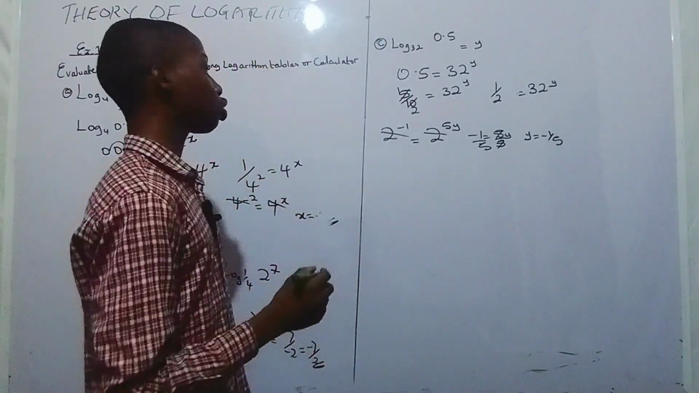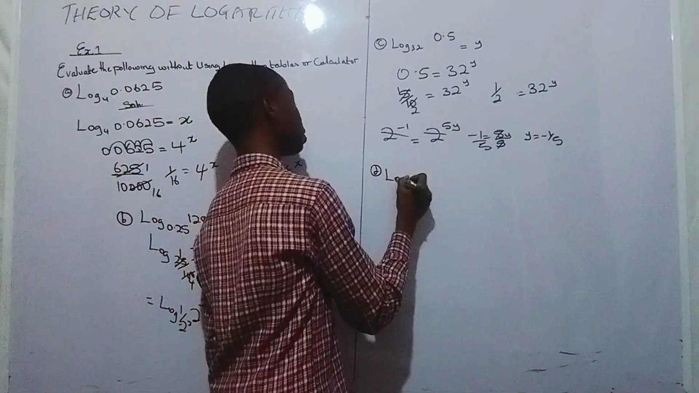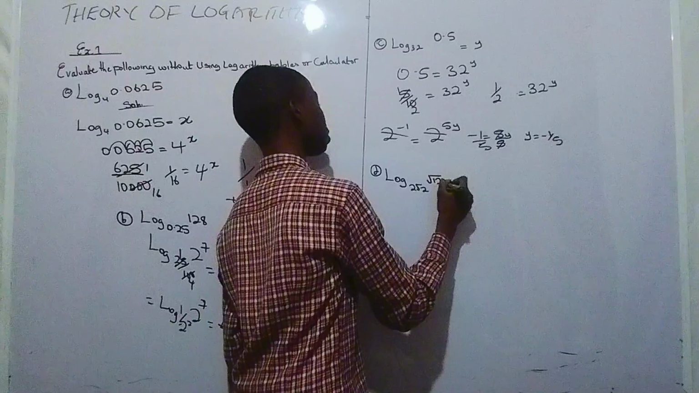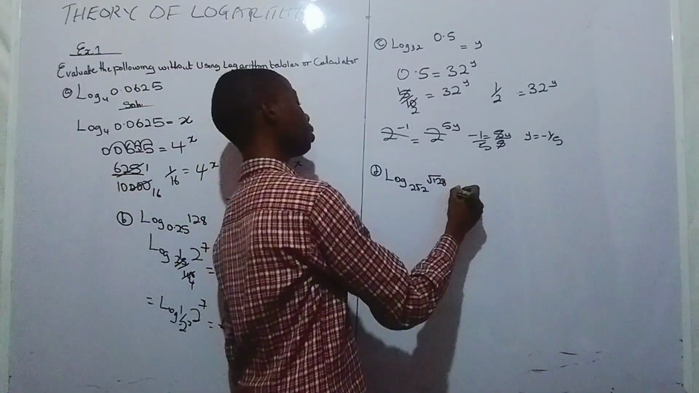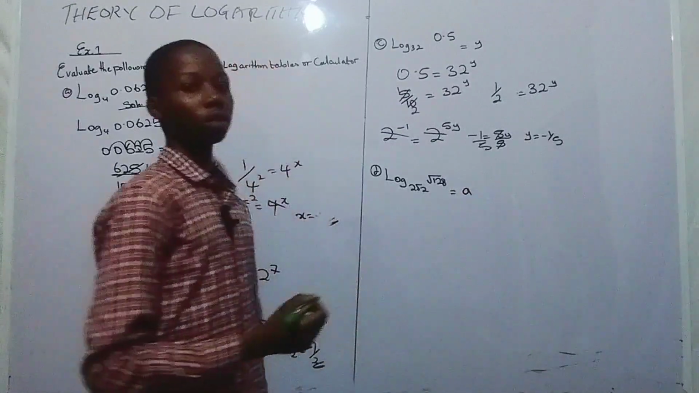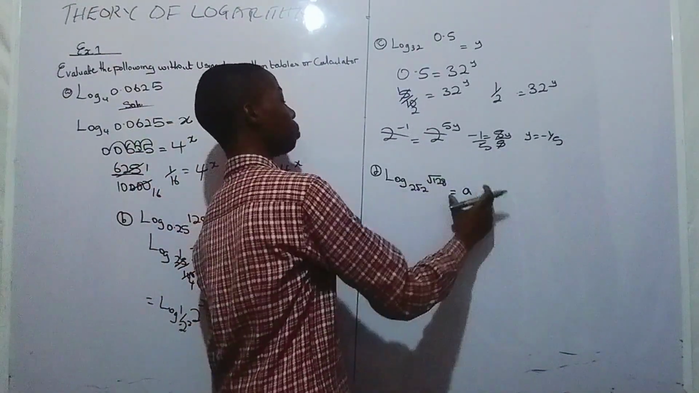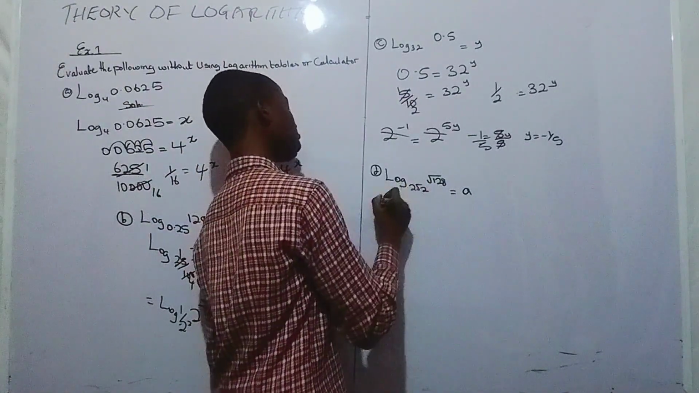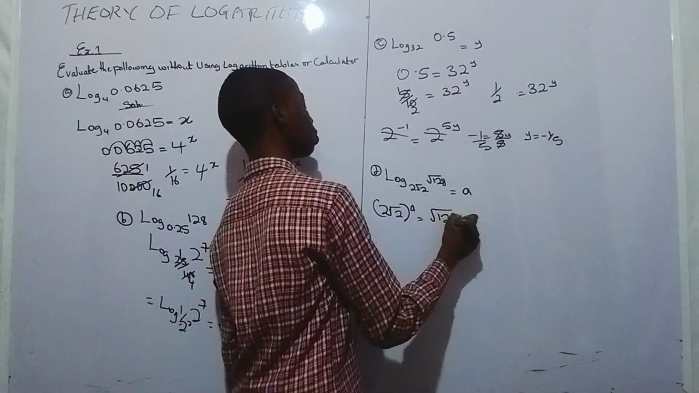Now moving to the last question under that, D. Equalize it to an unknown. Let me use a. So this base comes here. We have 2 root 2 raised to power a is equal to root 128.